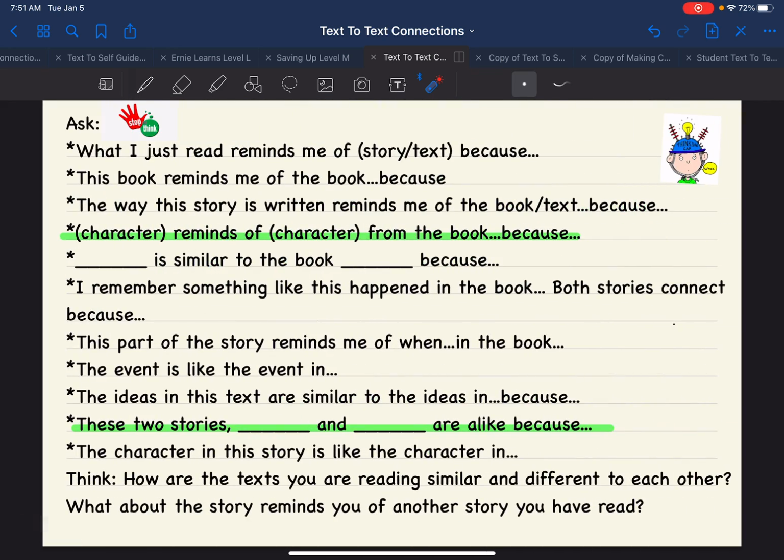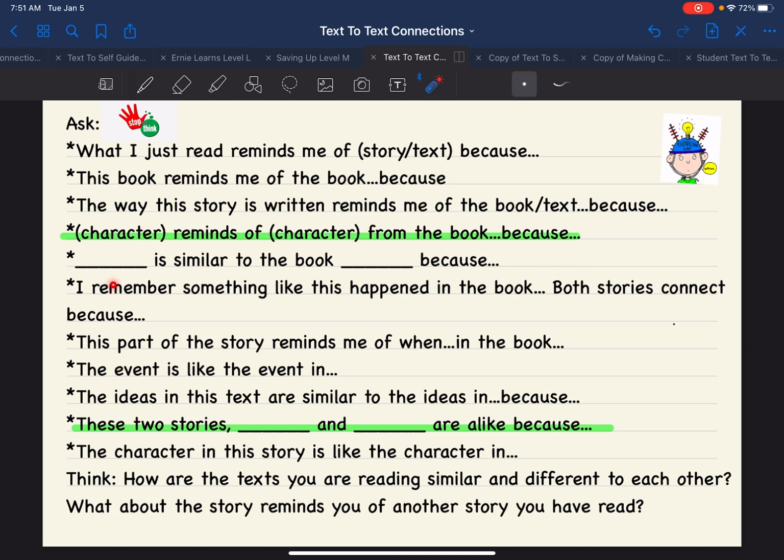So some prompts that we could use in order to do that. What we're thinking about is, what I just read reminds me of this story or text because. Or this book reminds me of the book because. The way this story is written reminds me of the book because. Or we can think about characters, and it makes us make text-to-text connection. So you see this one's highlighted for me. So I'm going to show you how one character reminded me of another character from the book. And I'm going to tell you why.